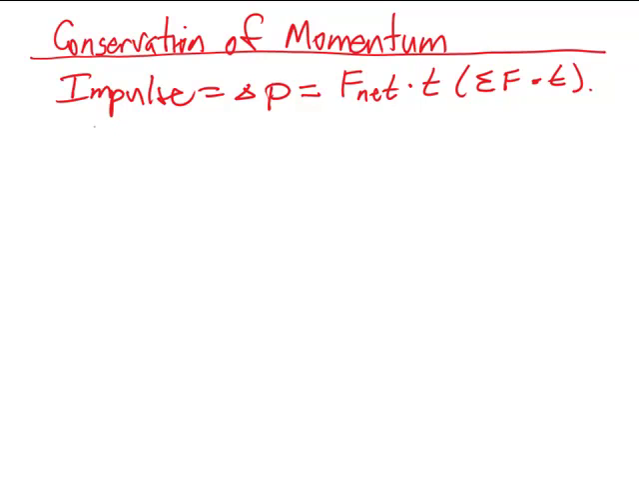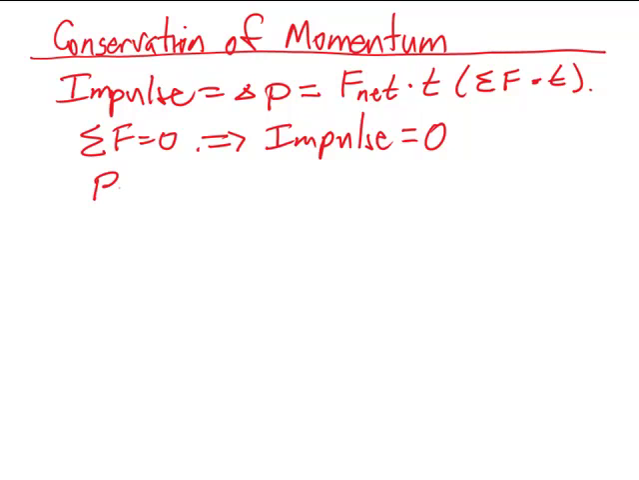But what about the case when our net forces are equal to 0? In that case, we always know that the impulse is equal to 0. And if our impulse is equal to 0, that tells us that our p, the number used to express momentum, is conserved. Our initial momentum is equal to our final momentum.